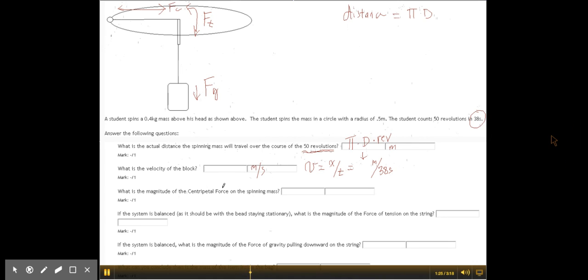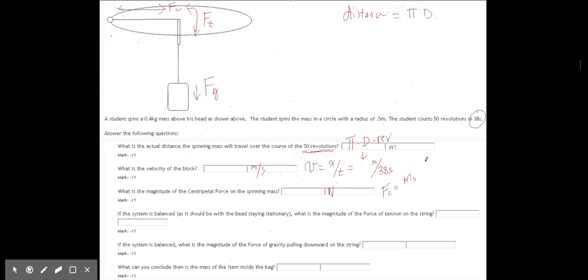And then magnitude of centripetal force, this is Fc, that's measured in newtons. And once you have the velocity, then that's pretty easy. So this is Fc equals m of the spinning object times the velocity of the spinning object squared divided by the radius. And that's the mass of the spinning object, and the radius is always 0.5, making our diameter 1 meter. So that's the force right there.